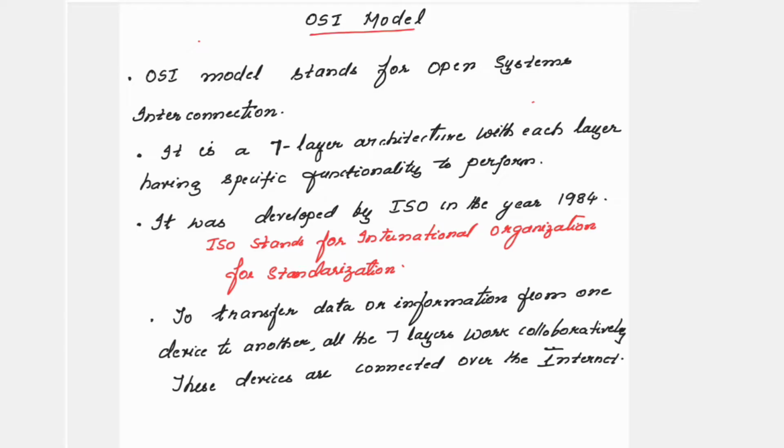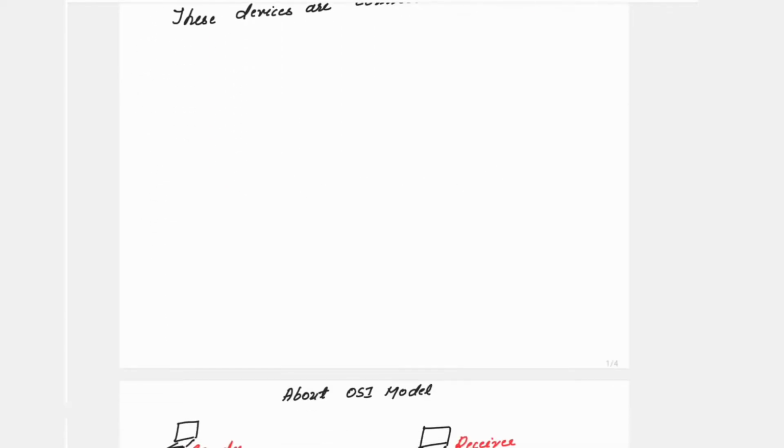Now before I start with the network model explanation, let me give you exactly the need for these network models. Suppose you have two systems, let us assume that this is one device and this is another device. When you connect two devices in order to send the data, you call that a network.